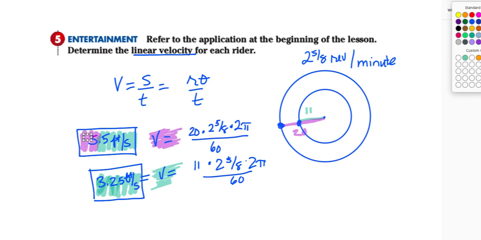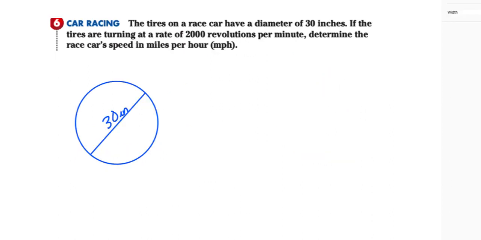All right, cool. Let's go ahead and look at the last example. So in the final example, example 6 says that we have the tires of a race car that are 30 inches in diameter, and if the tires are turning at a rate of 2,000 revolutions per minute, determine the race car's speed in miles per hour. So let's think about what we have.